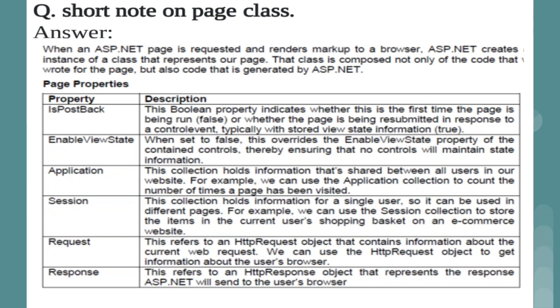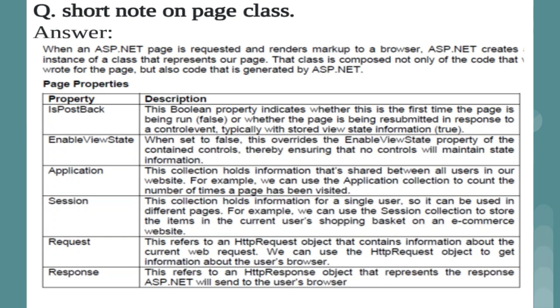The next property of the Page class is EnableViewState. We have one topic called state management, and the other properties are related to state management, which is part of unit number 3, so we are going to learn everything there. EnableViewState means that when the value for this particular property is set to false, it overrides the EnableViewState property of the contained controls, thereby ensuring that no controls will maintain state information.